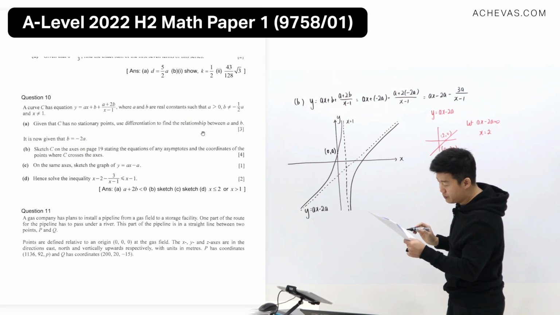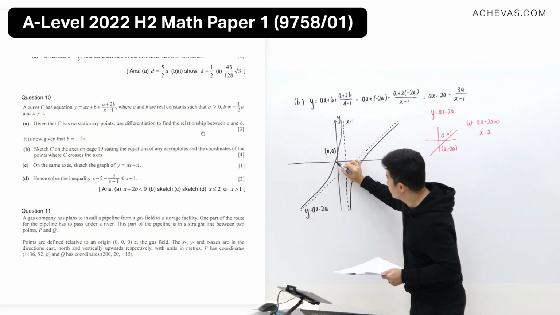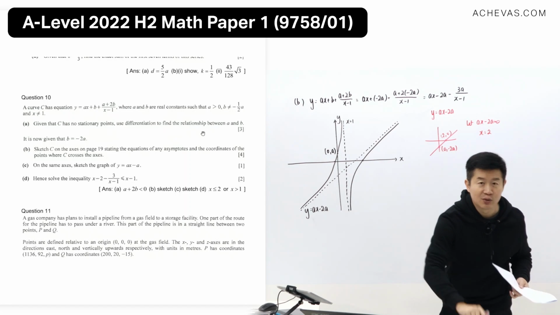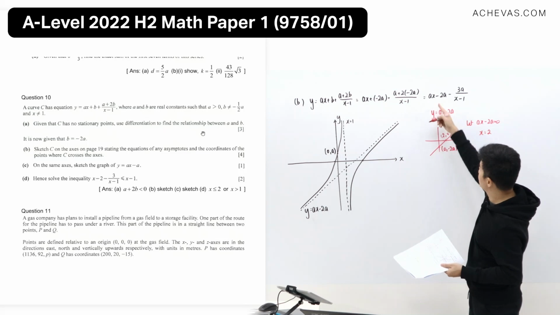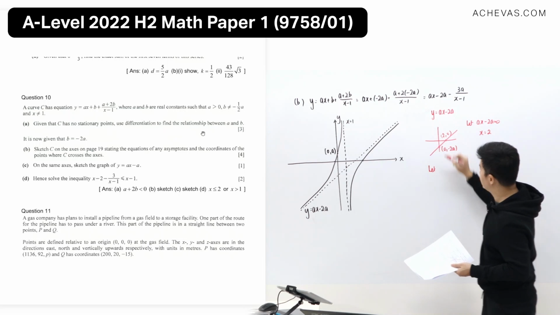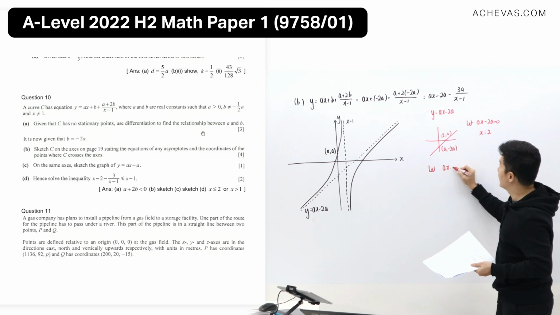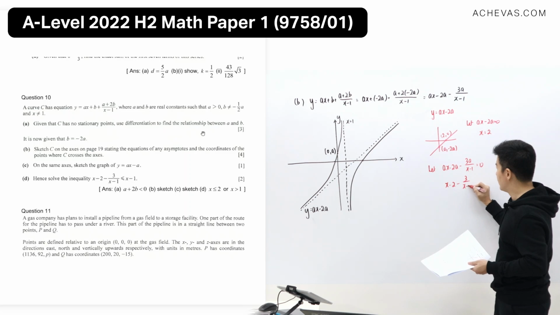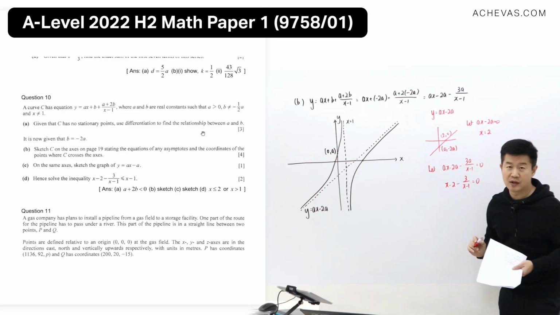We will also be required to indicate the coordinates of this point and this point. And this will require us to let y be equal to 0. So if I were to let y be equal to 0 for this entire expression here, so ax minus 2a minus 3a over x minus 1, if I were to let this be equal to 0, all the a's can be cancelled. We have a times x minus 2 minus 3 over x minus 1 is equal to 0.